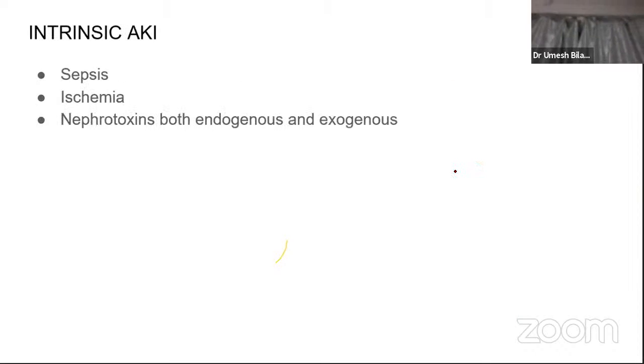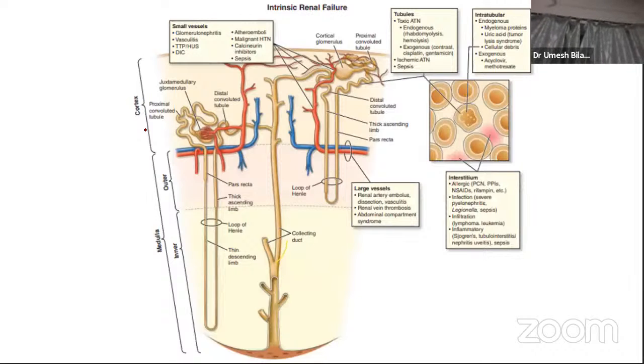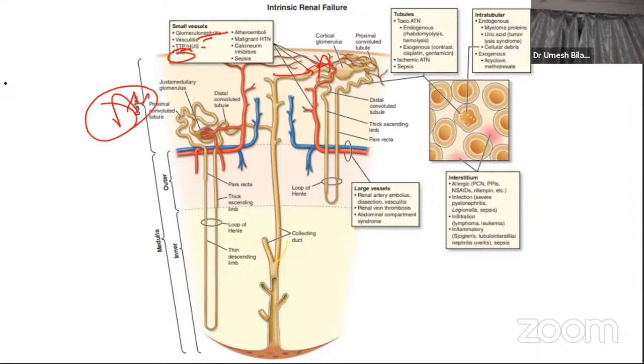Now, after the pre-renal, we go to the intrinsic one, where there are more systemic causes. The systemic causes are sepsis, ischemia, and nephrotoxins. This is the same diagram, just to memorize your physiology. Here there is a cortical glomerular nephron, and this is a juxtacortical glomerular nephron. The intrinsic causes could be glomerulonephritis, vascular causes, TTP and DIC, and all these will lead to AKI secondary to intrinsic disease.